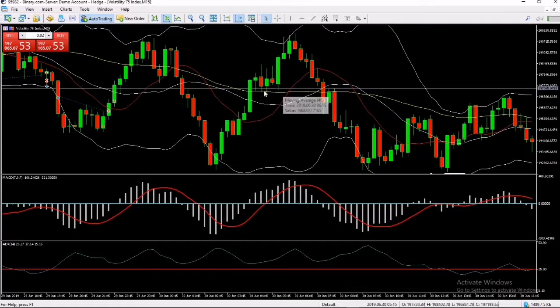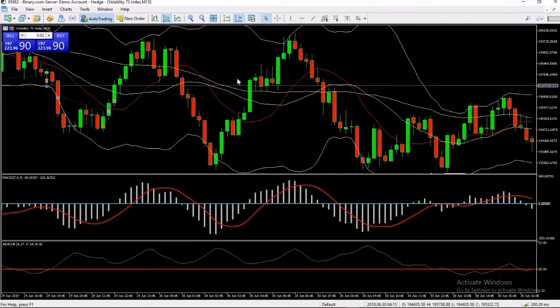So here it is serving as a support because it is supporting the price from underneath. But when it is pushing it from above, it is serving as a resistance. Okay? I will explain the resistance later. So let's take this trade now.